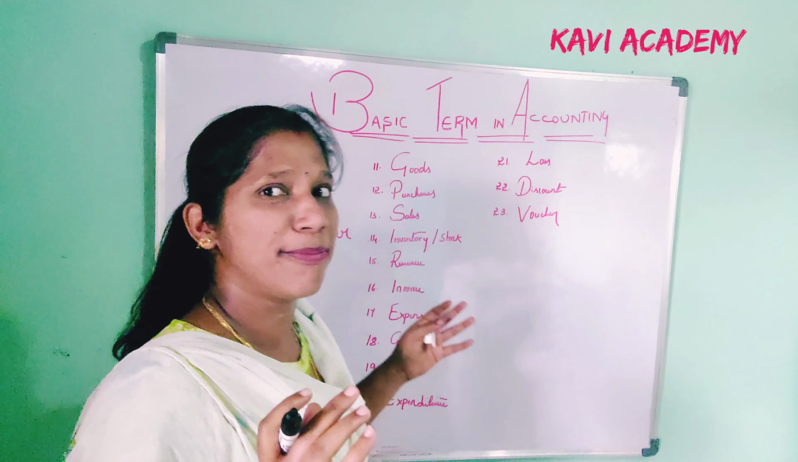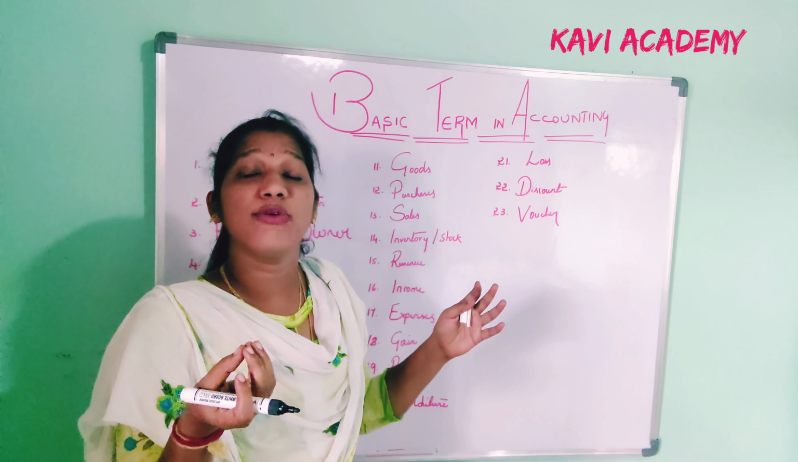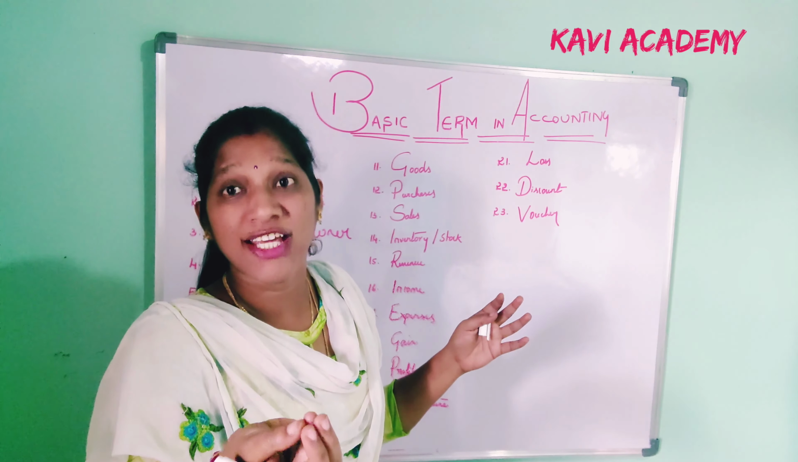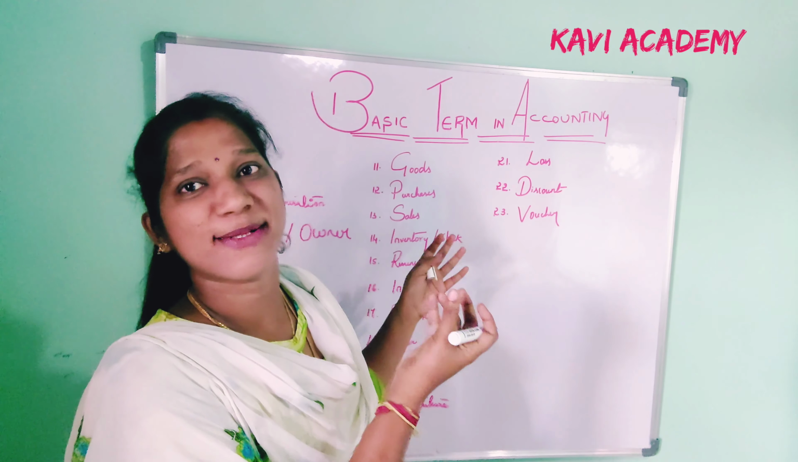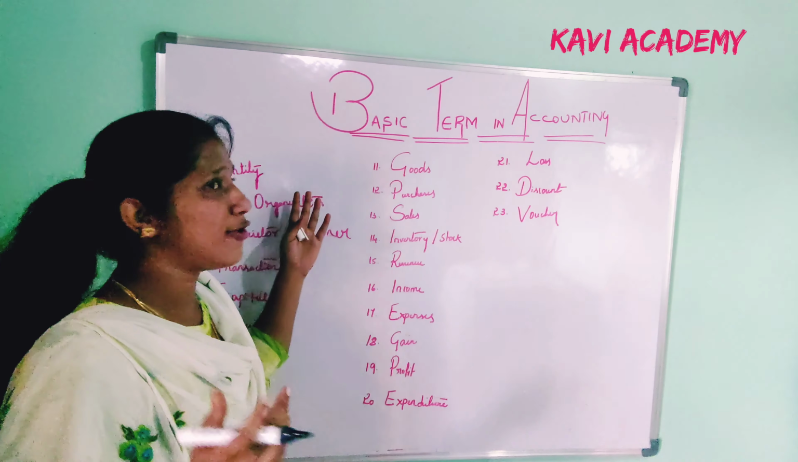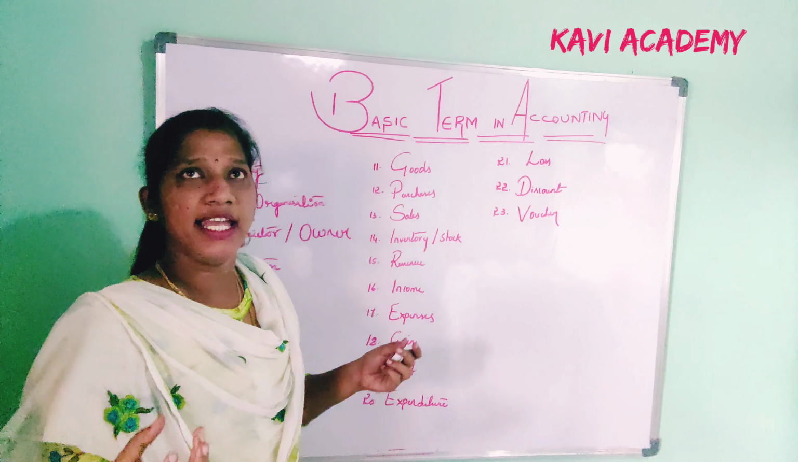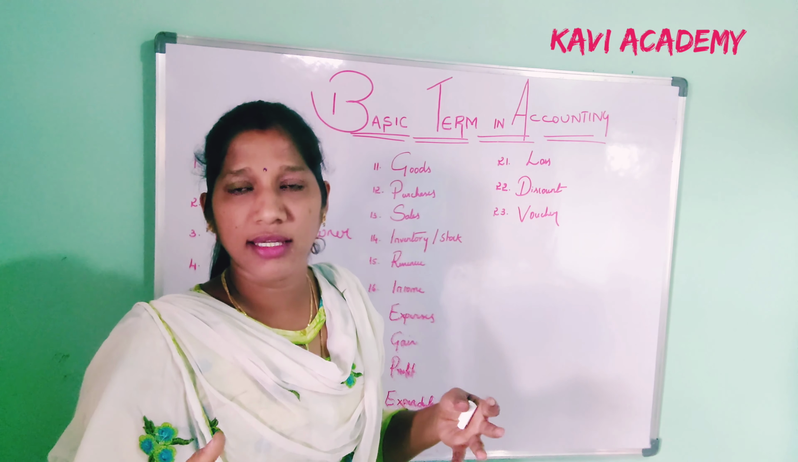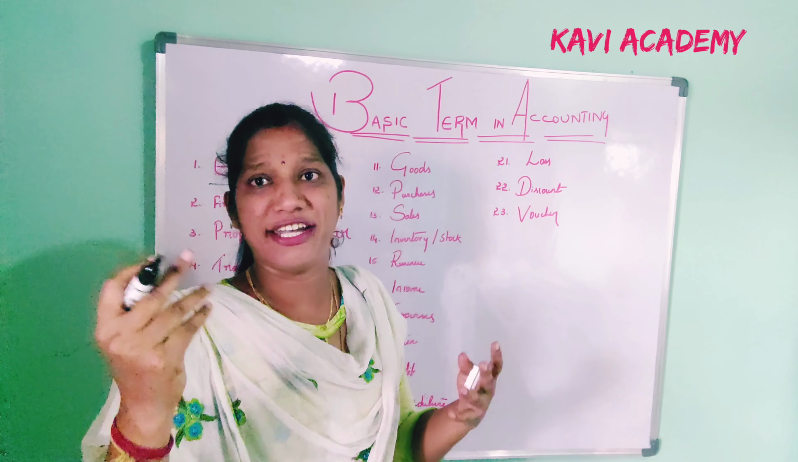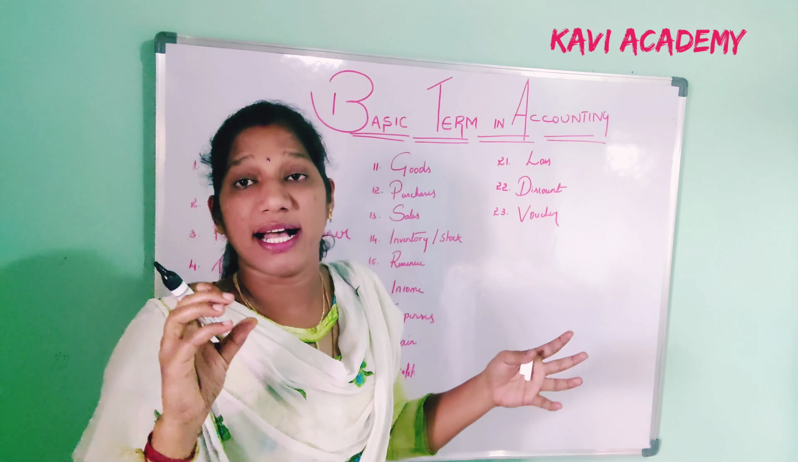Now let's come to the basics. Initially, in your journey in accounting, you should learn the basic terms. The first term is entity. What is the meaning of entity generally? Entity means something or a person to identify. Once again, entity means the value or the person who shows up as an individual. It is known as an entity.